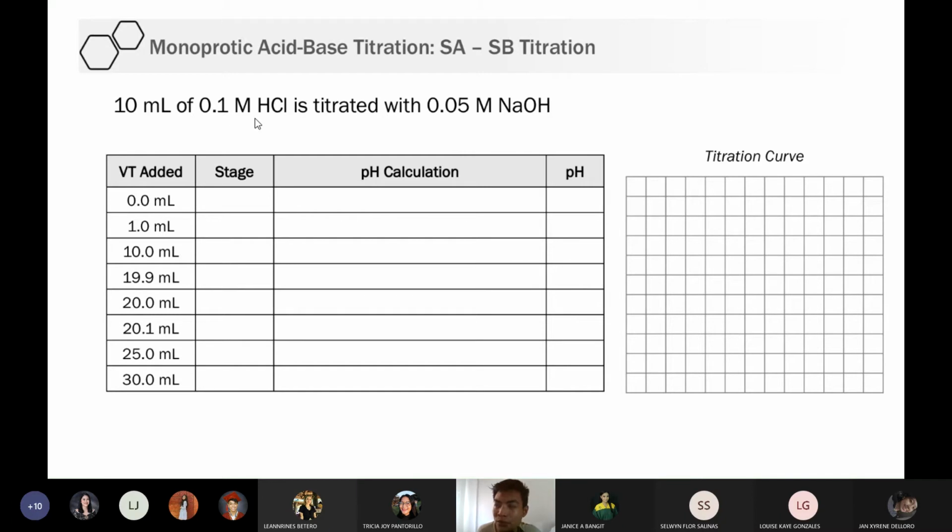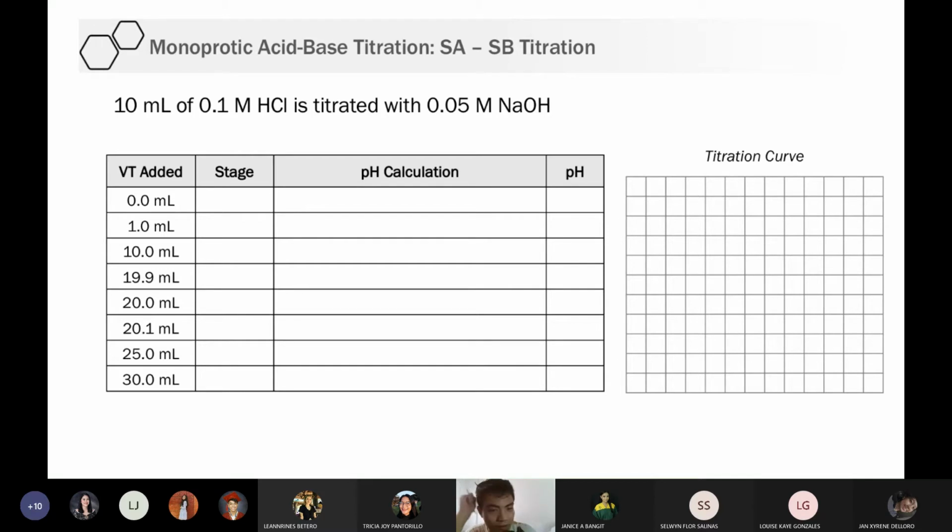We have 10 ml of 0.1 molar HCl titrated with 0.05 molar sodium hydroxide. These are the volume of titrant added. Calculate the pH and let us graph the titration curve.